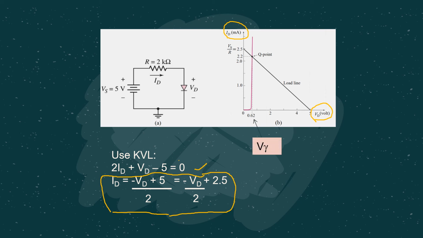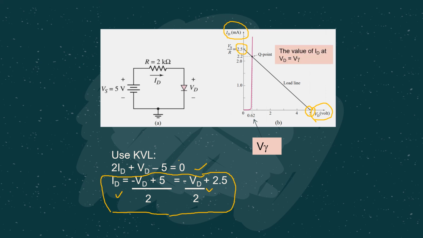Then from this load line equation, remember, to draw a straight line we need at least 2 points. To get the first point, we may consider ID equals 0. If ID equals 0, automatically we know VD should be equal to 5, which is represented at this point: ID 0, VD equals 5. Then for the second point, let's consider VD equals 0. Then you can see ID equals 5/2, which is 2.5.